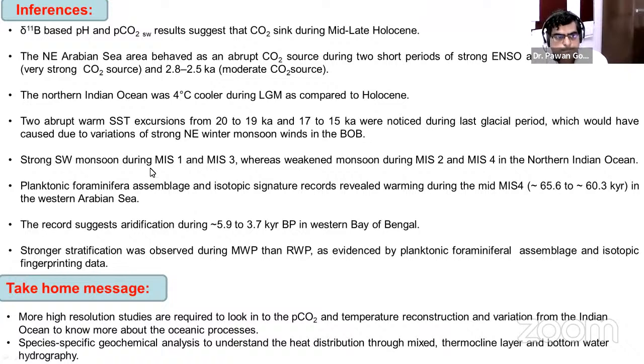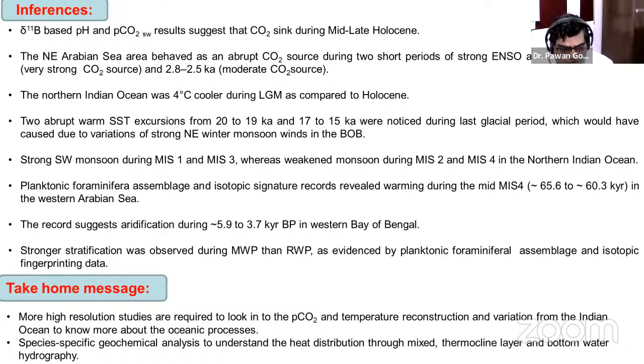A strong southwest monsoon we have seen in MIS 1 and MIS 3, and a weak monsoon we have seen in MIS 2 and MIS 4 in the northern Indian Ocean. Planktonic foraminiferal assemblage and isotopic signature records reveal warming during mid-MIS 4 in the Western Arabian Sea, and the Western Bay of Bengal record suggests aridification from 5.9 to 3.7 kilo a year. Stronger stratification was observed during the Medieval Warm Period and Roman Warm Period, as evidenced by planktonic foraminiferal assemblage and isotopic data.